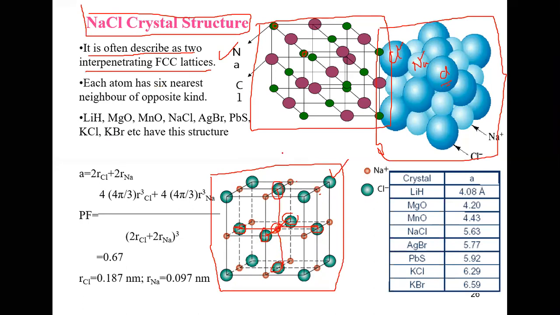Materials like sodium chloride itself, lithium hydride, magnesium oxide, manganese oxide, silver bromide, lead sulfide, potassium chloride, and potassium bromide have this sort of structure. So if, instead of the sodium chloride crystal structure, I ask you to draw the potassium bromide crystal structure, it will be the same unit cell. One of the sublattices will be potassium and another will be bromine. For potassium chloride, one is potassium, another is chlorine, and so on.